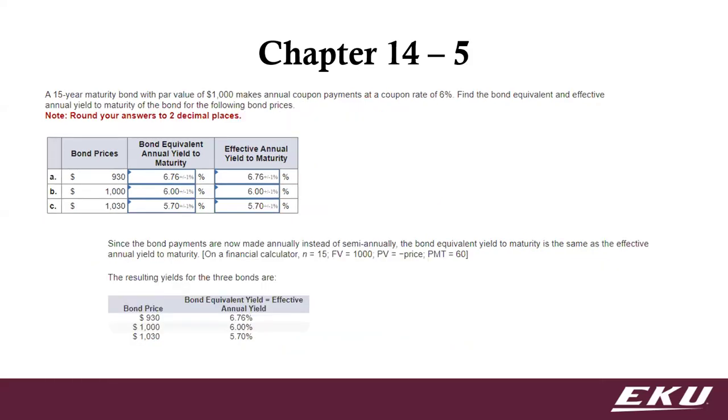Okay, this is problem five. And again, you notice it looks very similar, but they're asking for different numbers, right? So you can see how you could put that in and then get those bond equivalent yields.